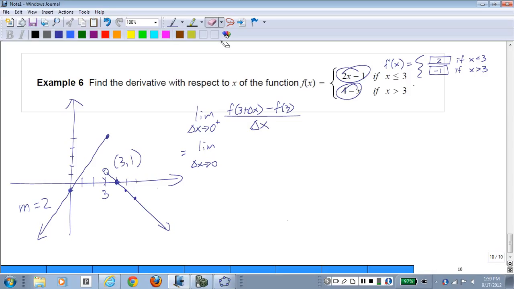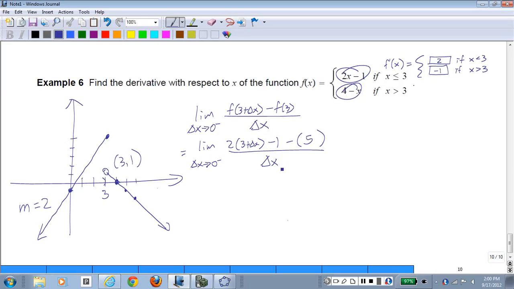No. Let's do the left first. Approaching from the left. It ends up behaving badly as it approaches from the right. So let delta x approach 0 from the left. Now we know that 3 plus delta x is less than 3, so we can use the 2x minus 1. So it's going to be 2 times 3 plus delta x minus 1. And then what is f of 3? It's 5. We put the 5 all over delta x.